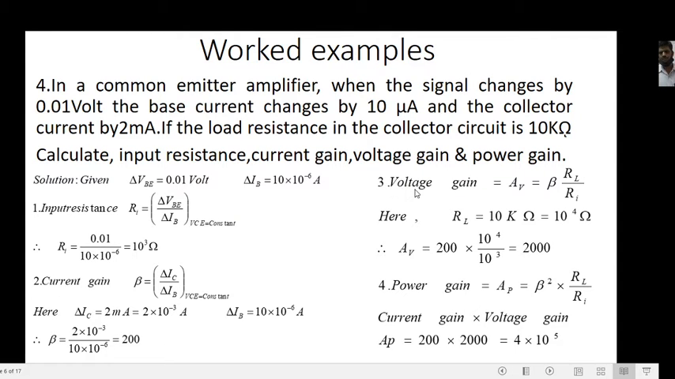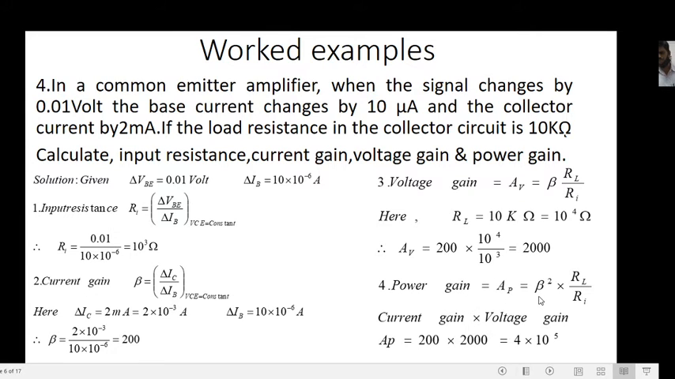So third one, we have to calculate the voltage gain. AV is equal to beta into RL divided by RI. Here RL is equal to 10 kilo ohm, that is 10 power 4 ohm, and AV is equal to 200 into 10 power 4 divided by 10 power 3, that is equal to 2000.